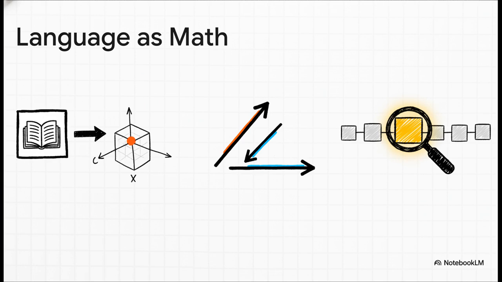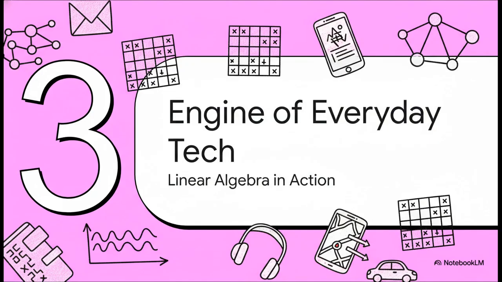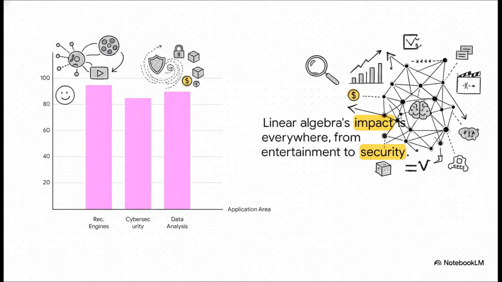And that famous attention mechanism you hear so much about? Well, at its heart, it's really just a series of very sophisticated matrix operations that figure out which words in a sentence are the most important ones to pay attention to. And look, this isn't just for some far-off futuristic AI. Linear algebra is already the engine running so much of the technology that we use every single day. Its impact is, well, it's everywhere.